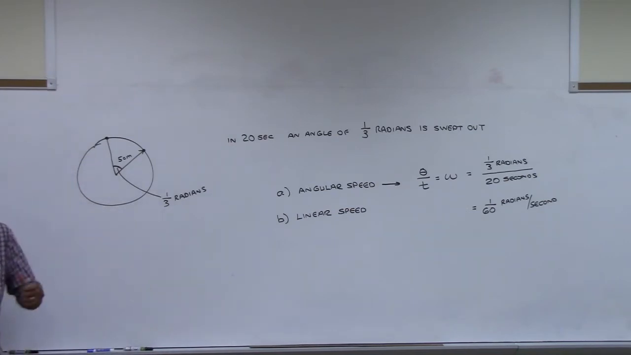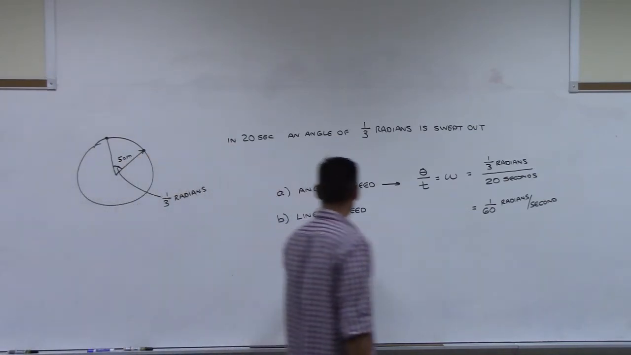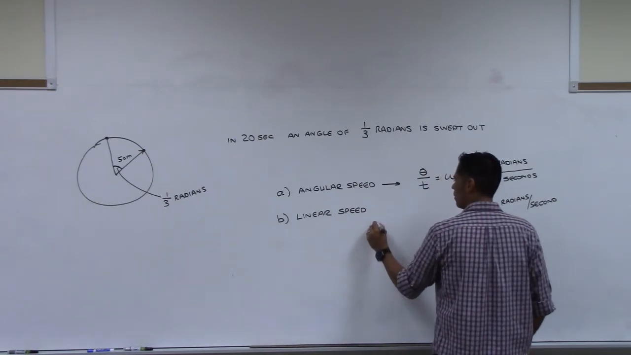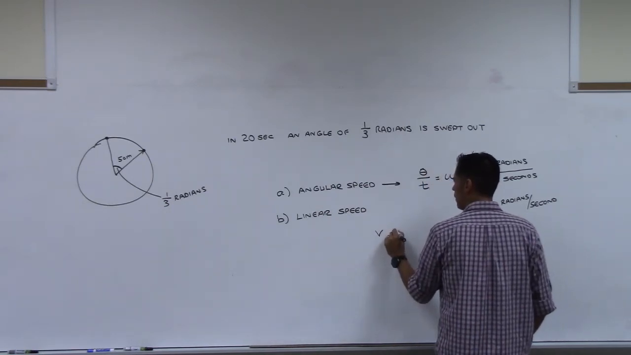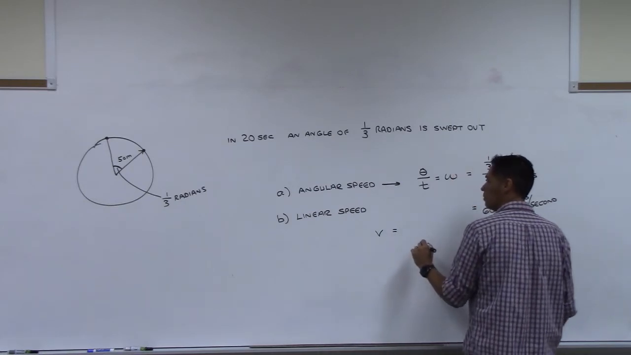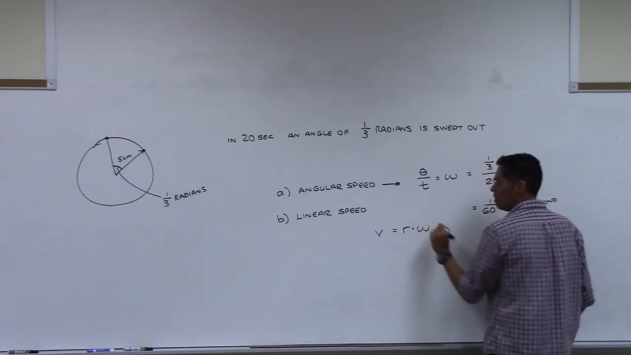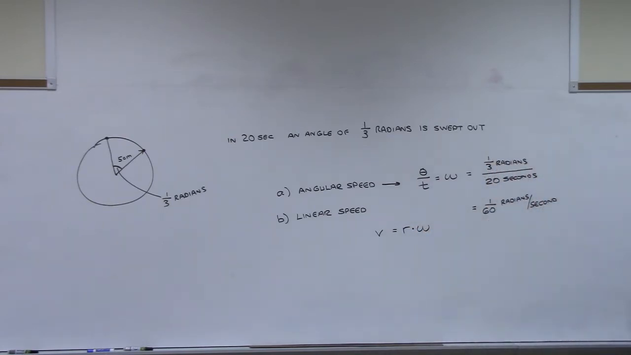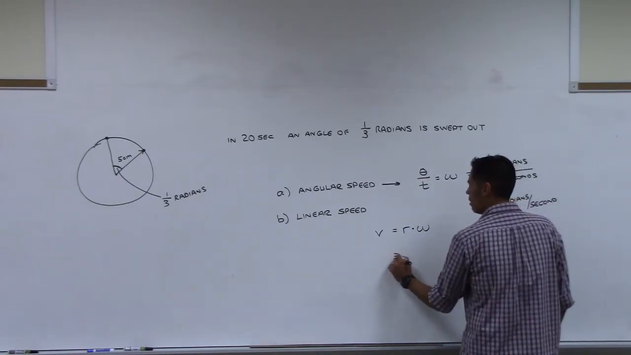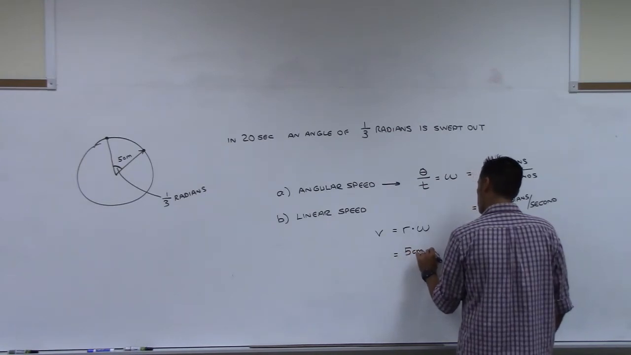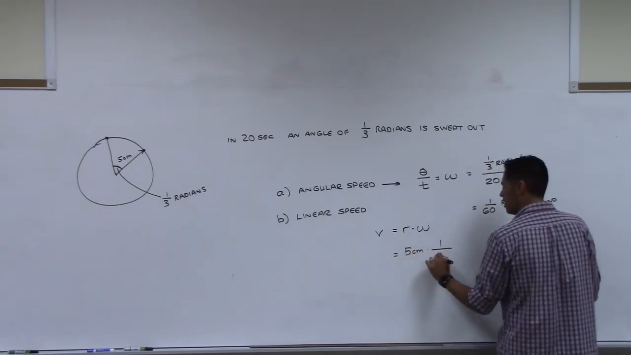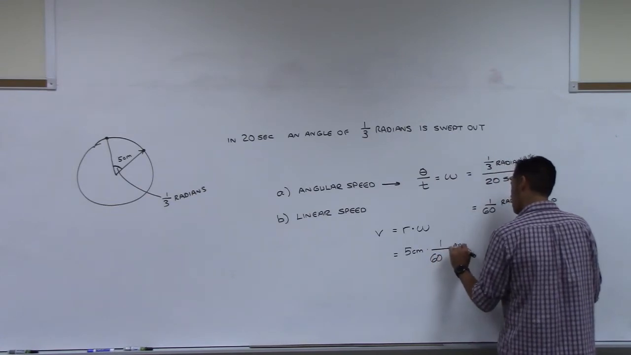Anyone know the? Equals radius delta. Say again? Isn't it radius delta? We called it V, right? Yes? R times omega was one of the formulas. It's the radius times the angular speed, which we know that the radius is 5 centimeters times, we just got 1/60th radians per second.